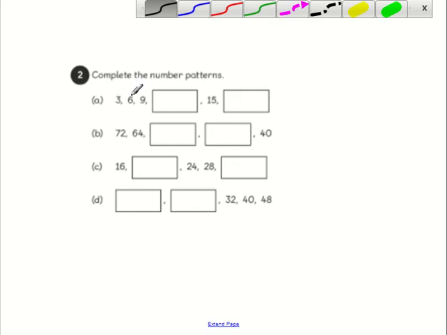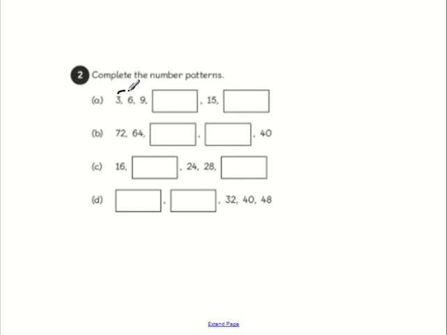3, 6, 9, blank, 15, blank. Pause the video and see if you can work out the answer. Okay, so let's see what I'm adding on each time. Because it's getting bigger, I think I'm adding. So adding on 3. And then, I've added on 3 again.